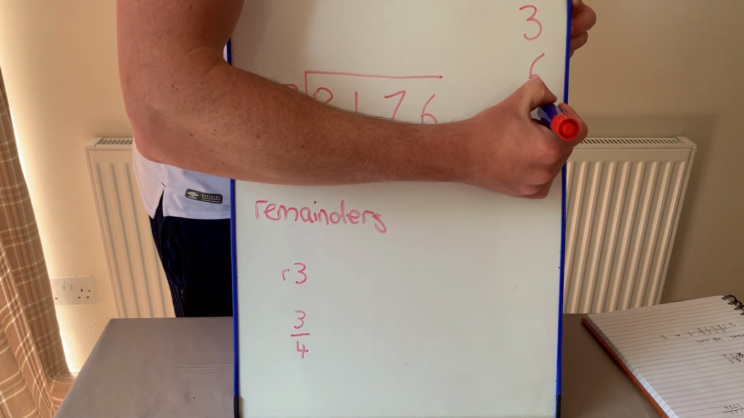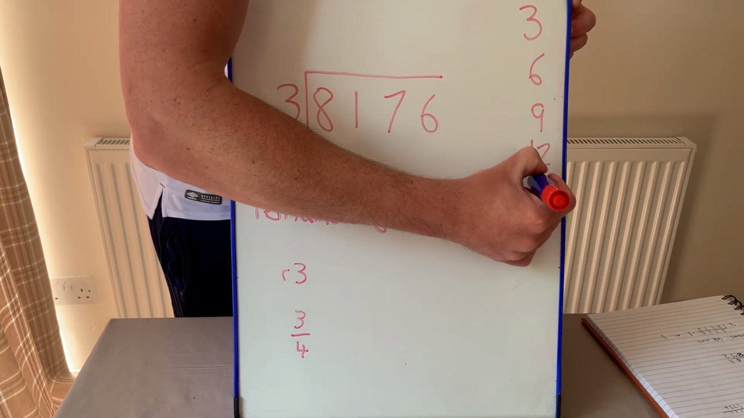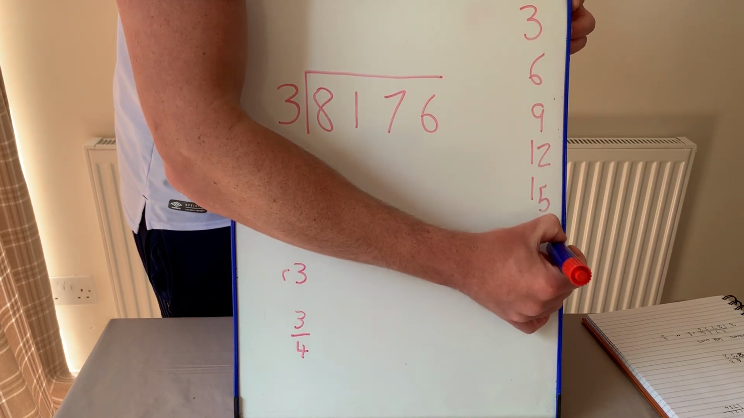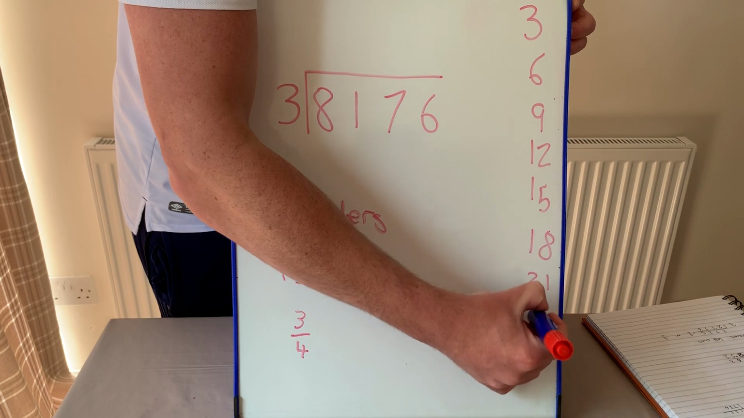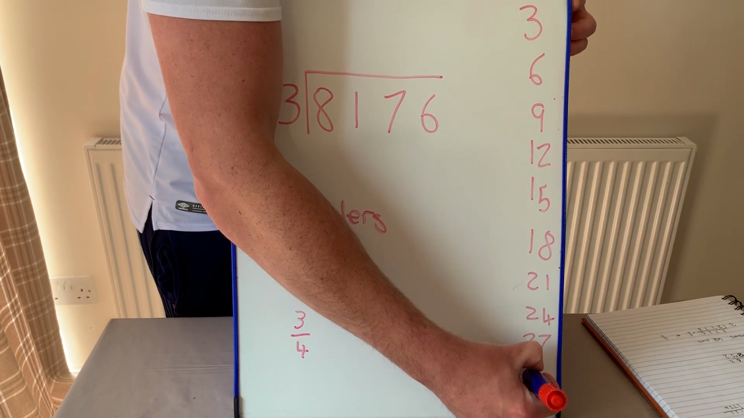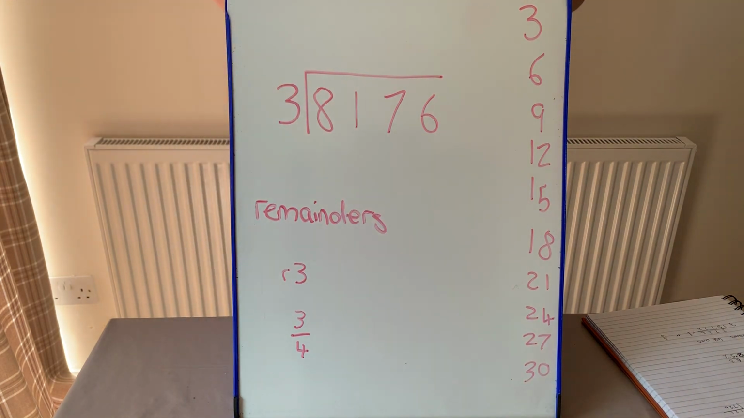So 3, 6, 9, 12, 15. Remember last time I didn't quite have enough, so I'm going to do more today. 18, 21, 24, 27, and 30. I probably won't need any more than 10.